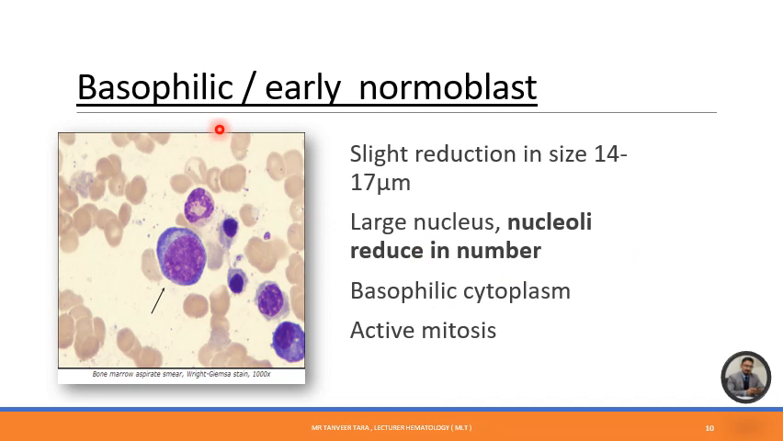Next is the basophilic erythroblast or early normoblast. So the size is reduced. You are looking at the previous slide: the size was much more, 15 to 20 micron, and now the size is 14 to 17 micron. Nucleoli are reduced in number, and basophilia is still present here because the mitosis is active here.